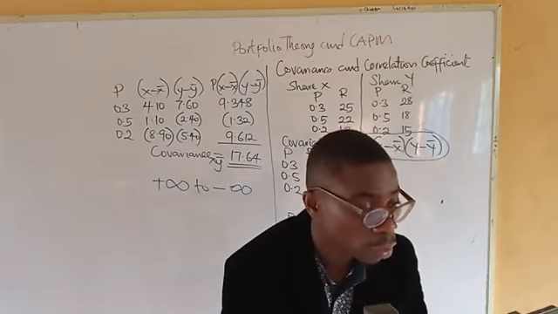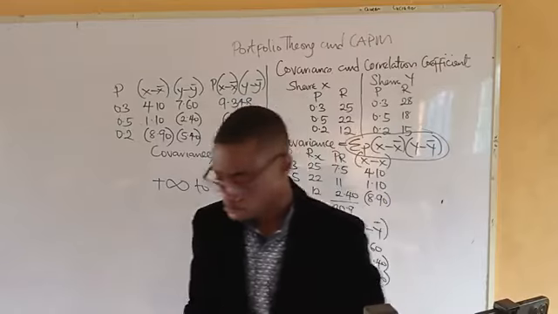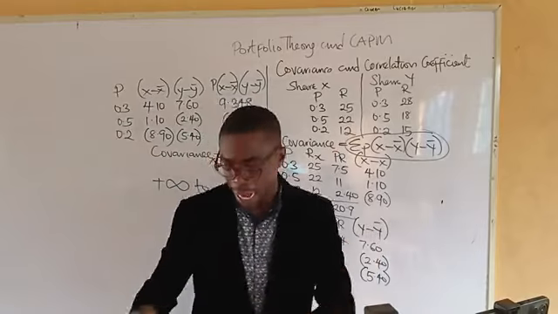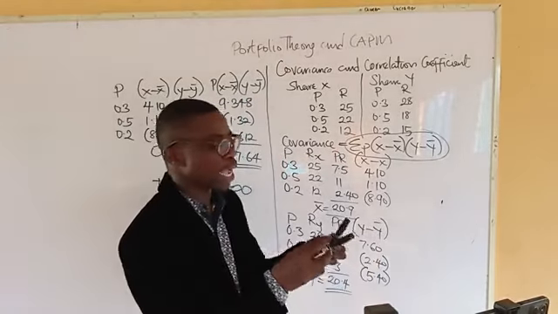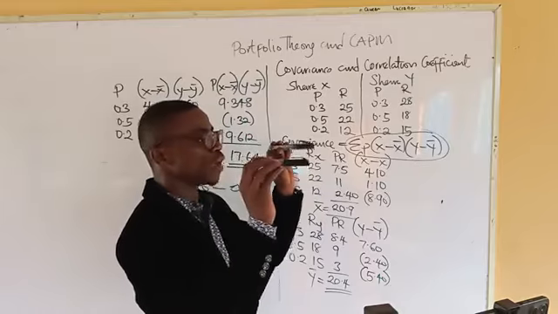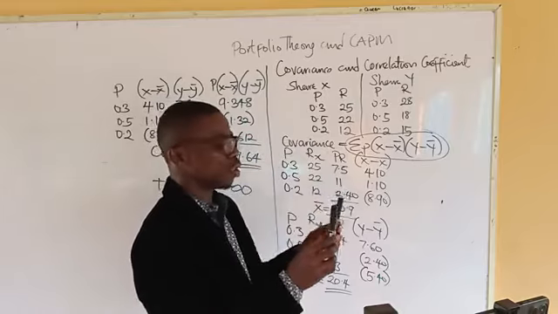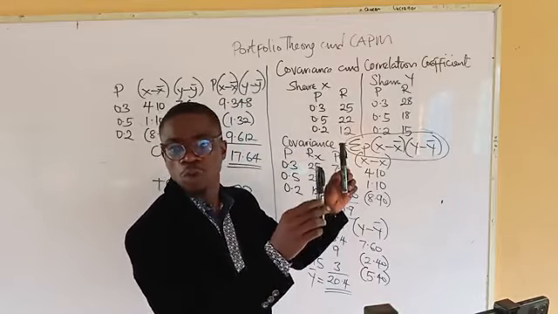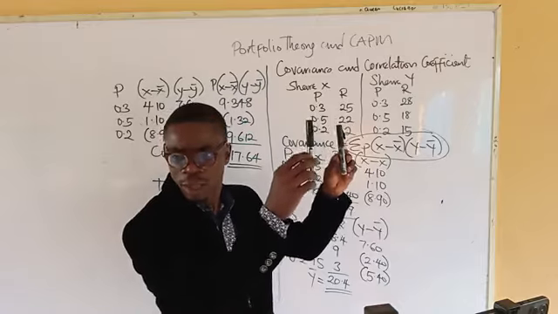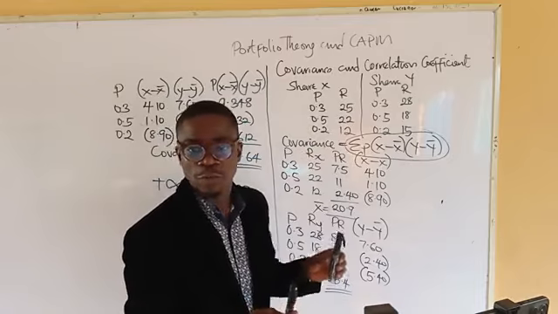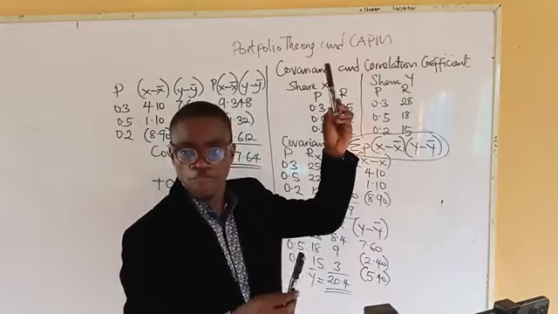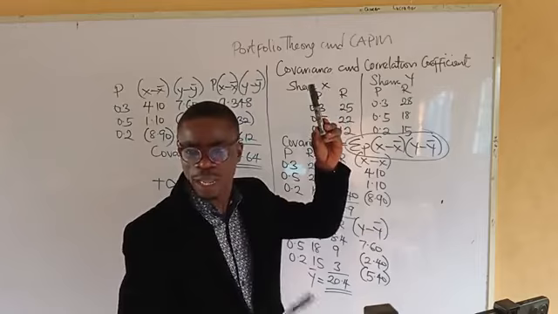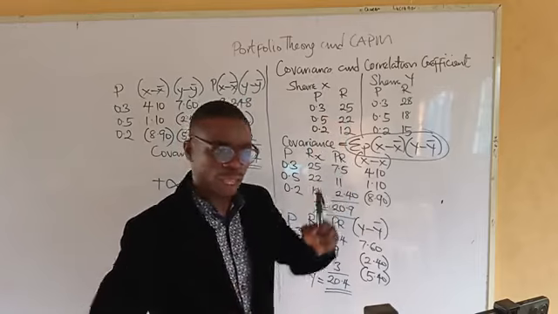Sorry. When your answer is positive, what is the outcome? That means the two investments are moving in the same direction. As the value of one is going up, the other will also be going up. But when it's negative, it means that if the value of one goes up, the other one will come down. Are we together now?